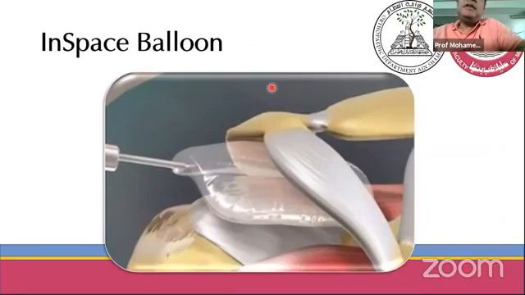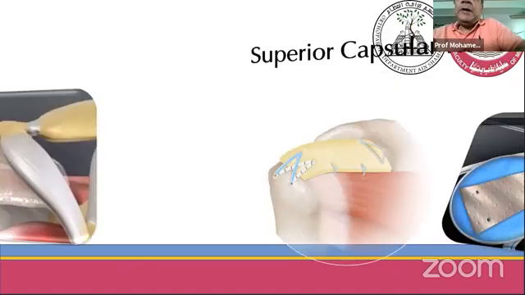Also, the in-space balloon to depress the head and make the shoulder move again, to reverse the imbalance of the force couple around the shoulder and make the forces come back to normal again with the head depression.